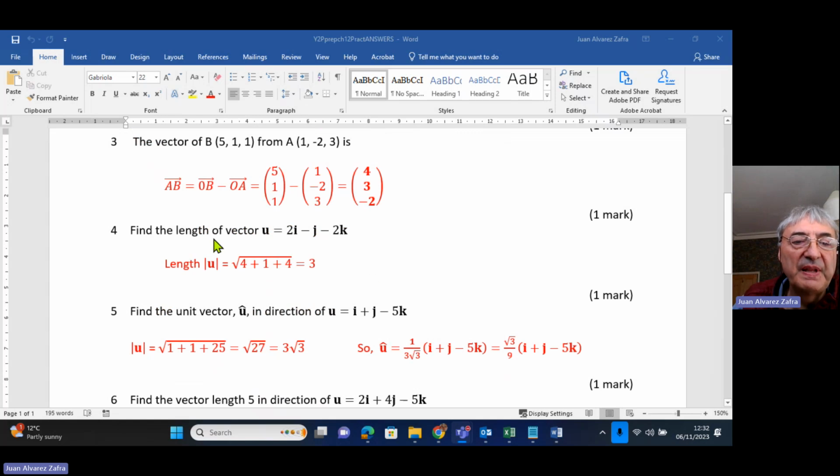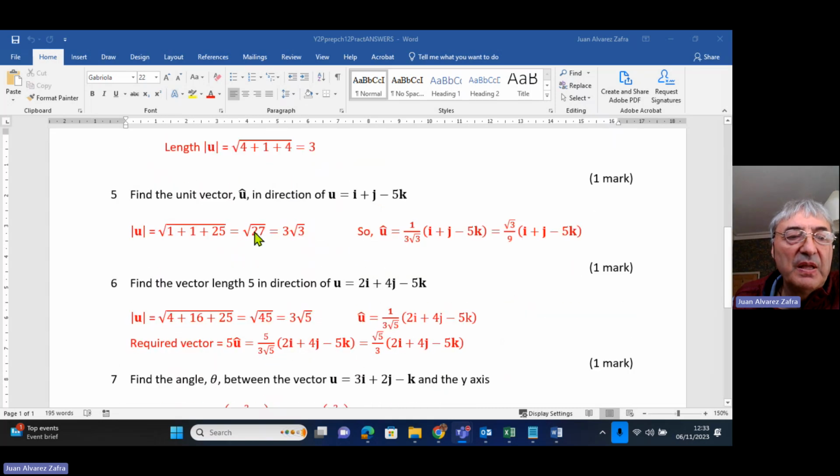Question 4, find the length of the vector u equals 2i - j - 2k. Well, in 2D, we use Pythagoras, and we use Pythagoras in 3D. It might be worthwhile looking at a diagram of how this is obtained, but it does generalize. So we just simply square the 2, square the 1, square the 2, add them together, square root, and we get the length of the vector 2i - j - 2k.